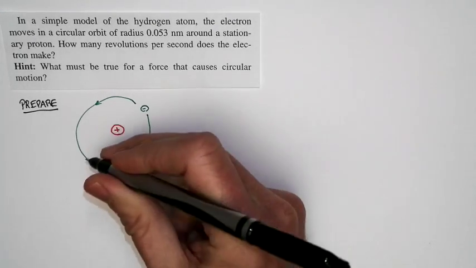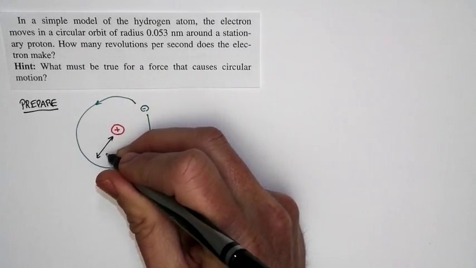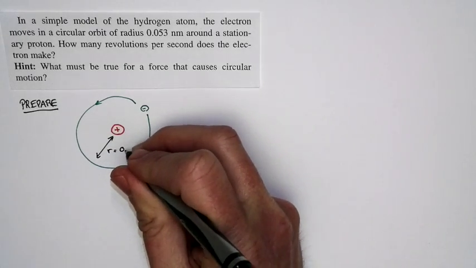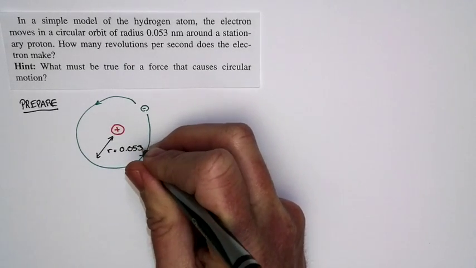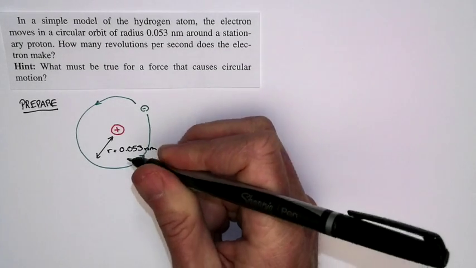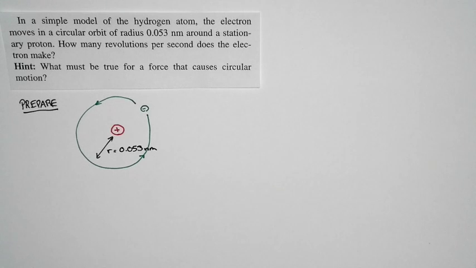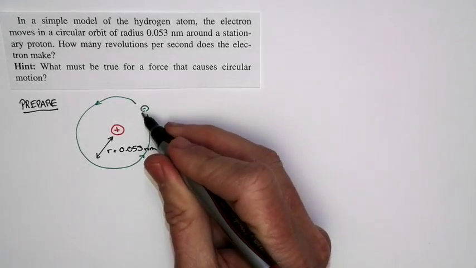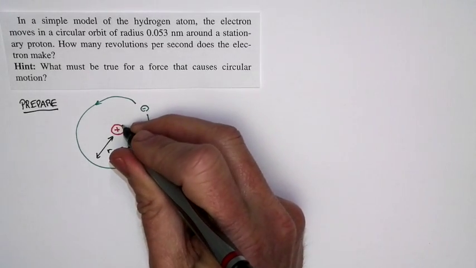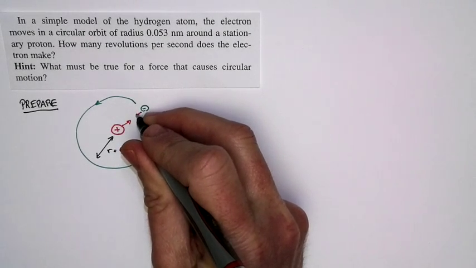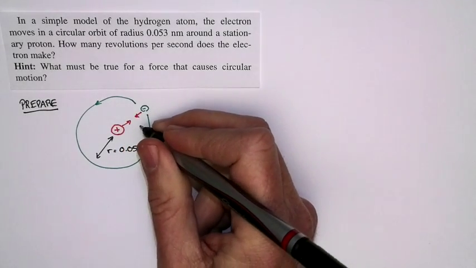We're told the size of the orbit is 0.053 nanometers. And we're asked this: how many revolutions per second does the electron make? Well, let's think about this. The electron's negatively charged, the proton's positively charged. We know there'll be an attractive force between those two. And in fact, that's exactly what we need.